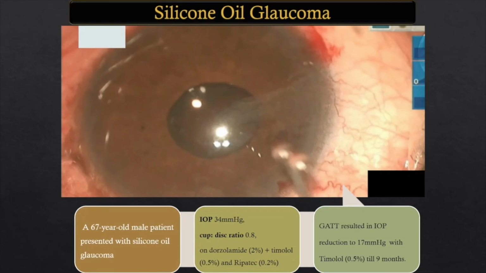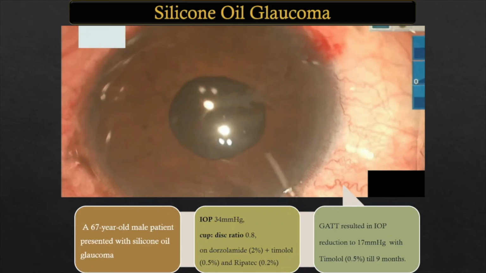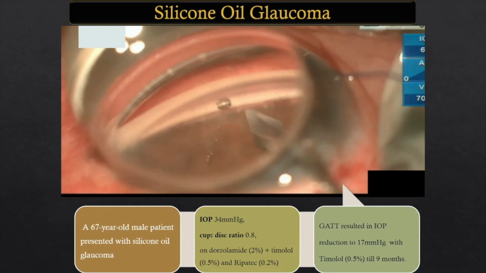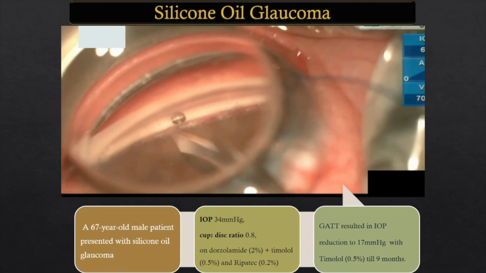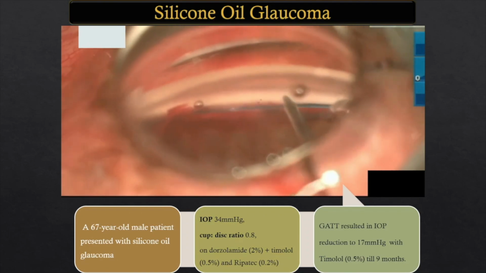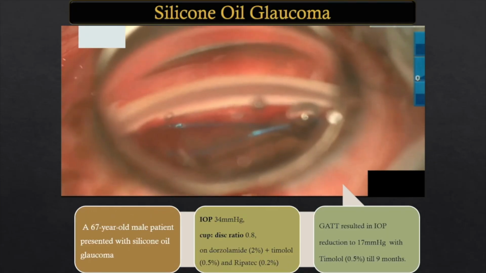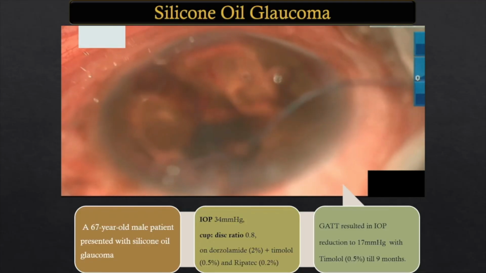Now we will have a look at GATT and secondary glaucomas. A 67-year-old patient presented with silicone oil-induced glaucoma, post-vitreoretinal surgery. After exposing the posterior wall of Schlemm's canal, 360-degree GATT was performed, which resulted in IOP reduction to 17 mm of mercury, and was maintained till 9 months with eye drop timolol.